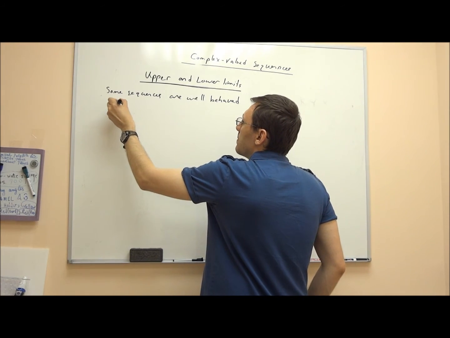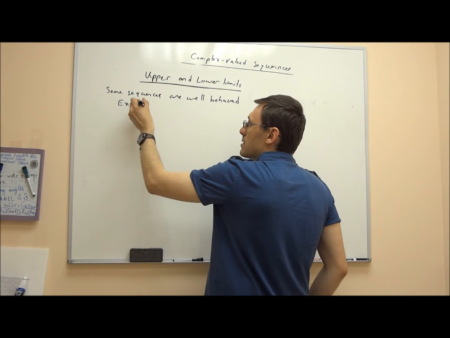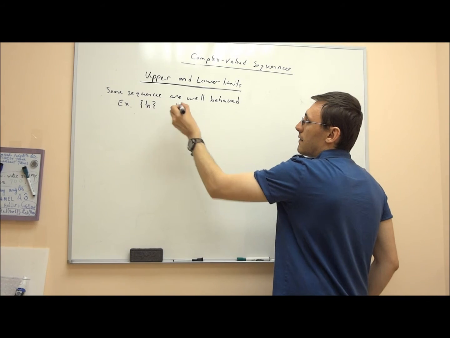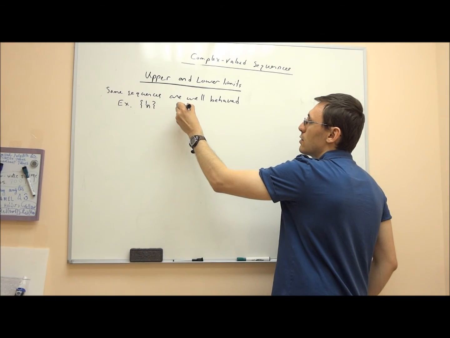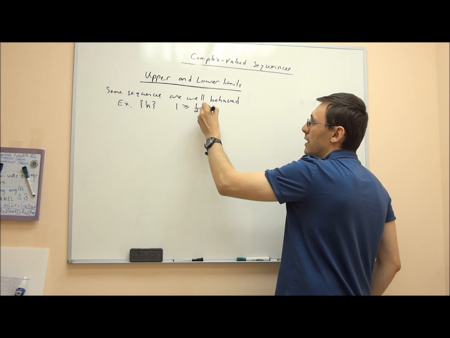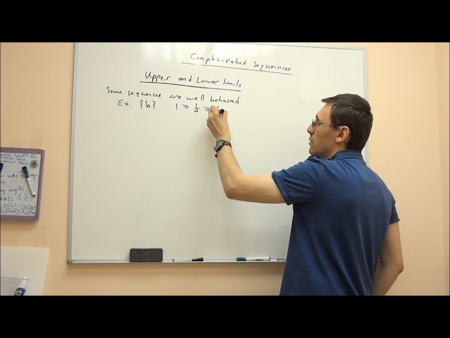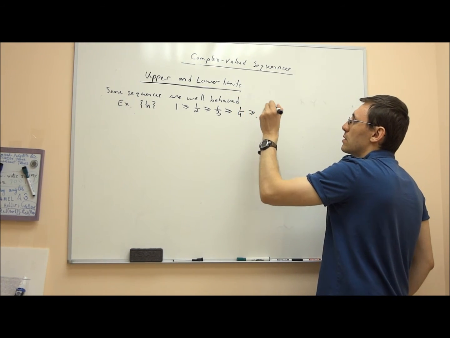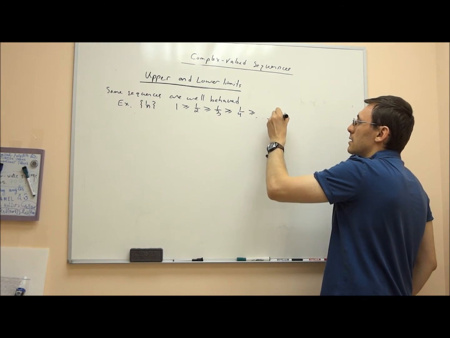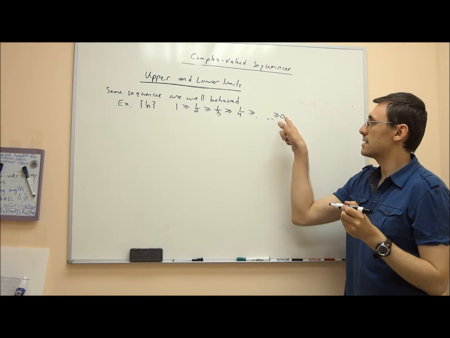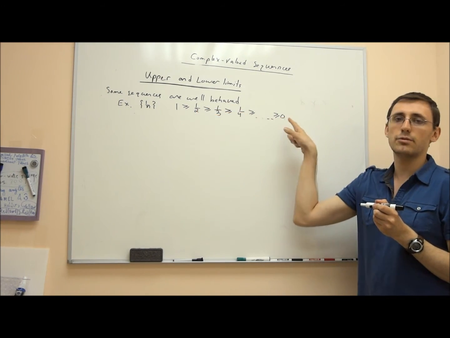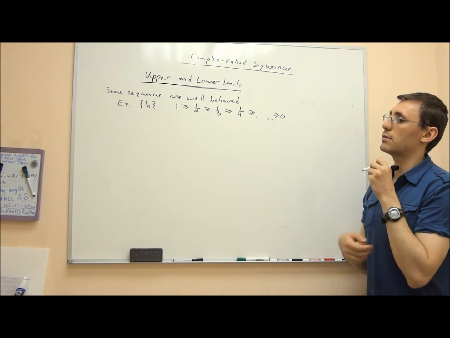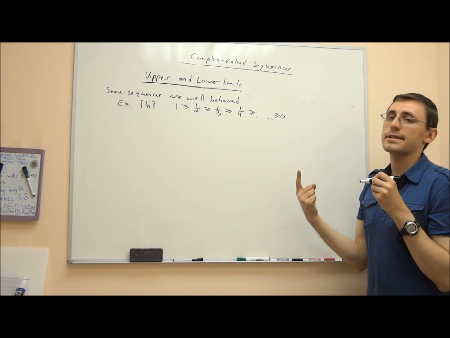So for example, you have the sequence 1 over n. It is well behaved because look what it does. The first term is 1 and the next term is smaller, it's 1/2. And 1/2 is bigger than 1/3, and 1/3 is bigger than 1/4 onwards. And this sequence is going to decrease steadily to 0. So it's a decreasing sequence. Those are called monotonically decreasing sequences. So that's a very well-behaved sequence. It is decreasing and it is convergent.